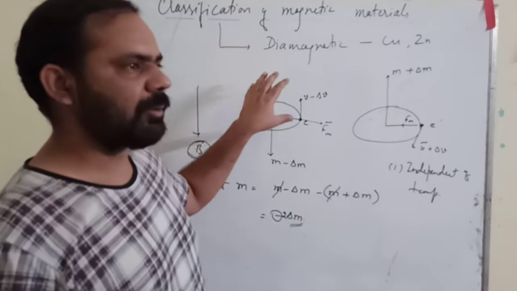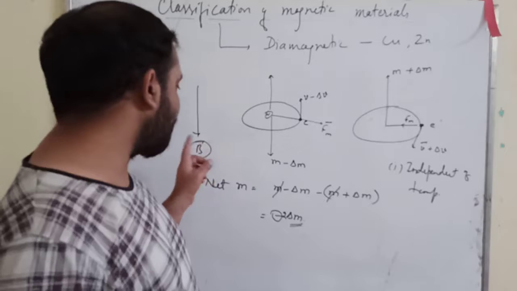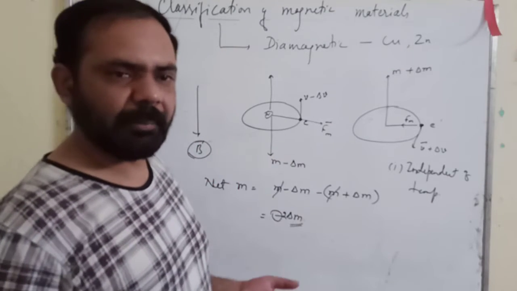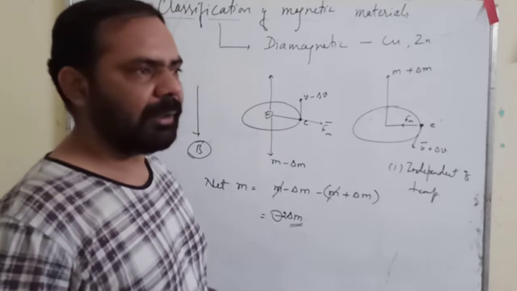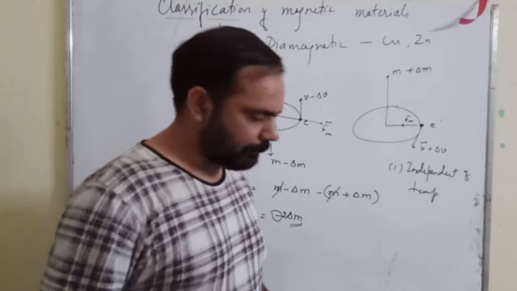The materials which get feebly magnetized in a direction opposite to the direction of the magnetizing field, when they are placed inside an external magnetic field, are called diamagnetic materials. Example: copper, zinc.